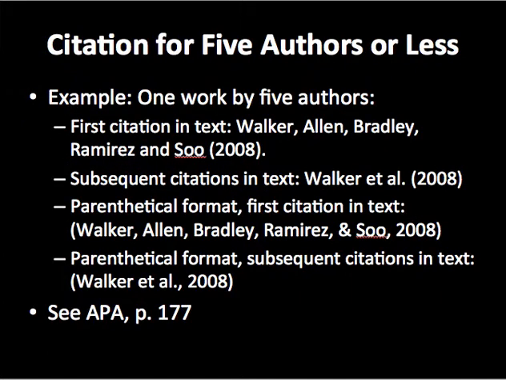Finally, if you have a citation with 5 authors or less, you want to use all the last names of the authors. Don't just use the first last name at all. So here are 4 different ways of citing work by 5 authors or less. If it's a direct citation in text, you spell out the last names. If it's a subsequent citation, you just put the first author's last name and then et al.